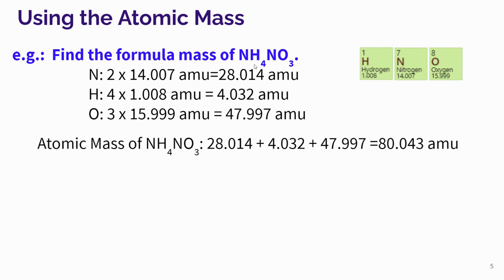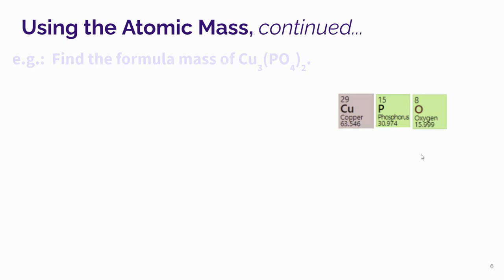And so then we would add these subtotals, the 28 plus the 4 plus the 48, and that gives us 80.043 atomic mass units. So let's try another one, and I think it would be a good idea for you to go ahead and pause and try to do this yourself for copper phosphate. Go ahead and pause now, and I will go ahead and keep talking about the problem.